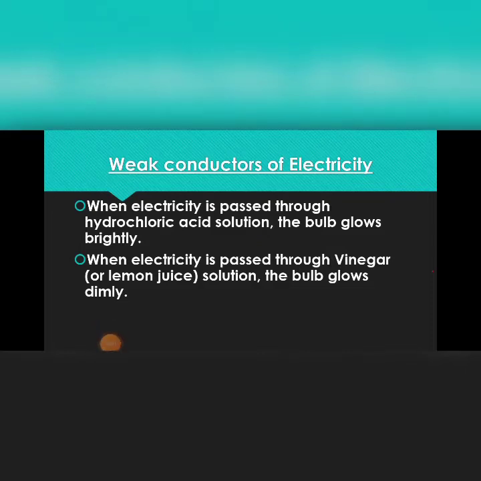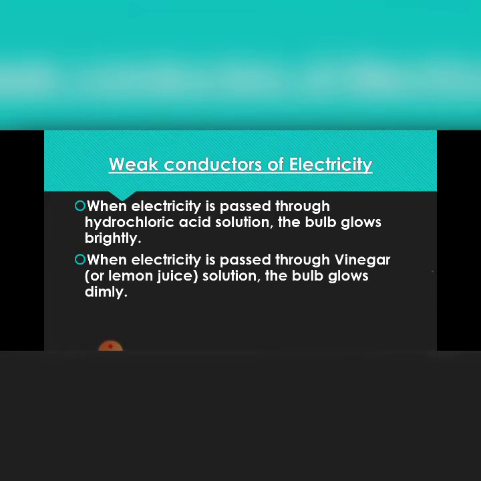Hello students, now we will discuss the next segment of the same chapter, that is chemical effects of electric current, that is weak conductors of electricity, given on page number 260 of your book.